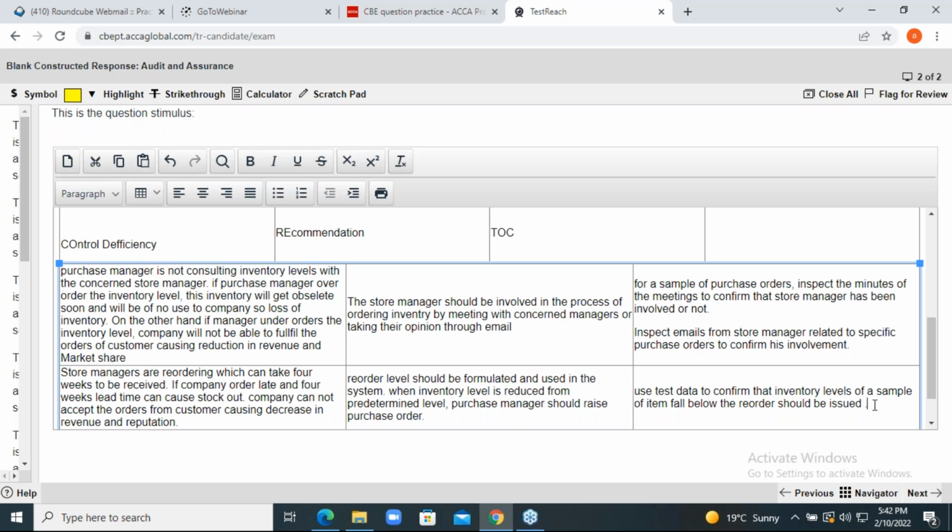we can also write a test of control that we should inspect the complaints registered by the customers regarding delivery being done late because of the unavailability of the inventory.